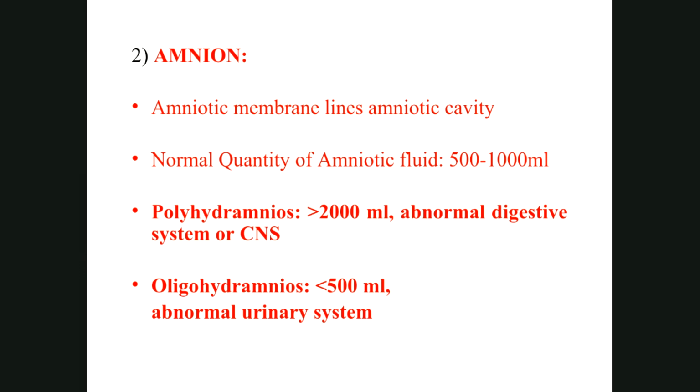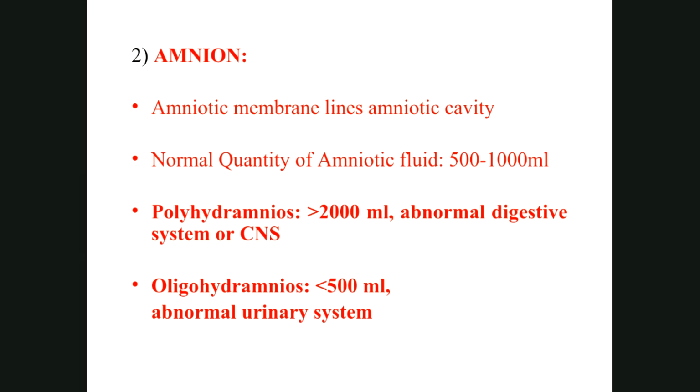So measuring the quantity of the fluid in the amniotic cavity is also clinically important to know whether the developing baby has abnormal development of either the digestive system, nervous system, or urinary system. Fluid more, development error in the digestive system and CNS. If the fluid is less, abnormal urinary system. And that is the importance of knowing the amniotic cavity and amnion.